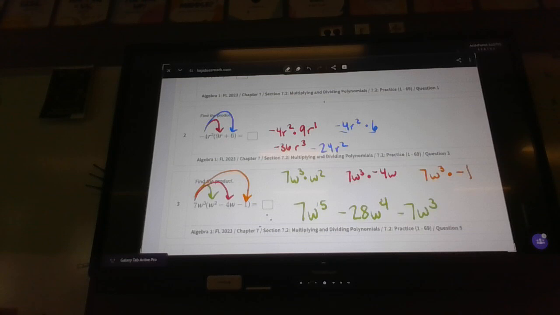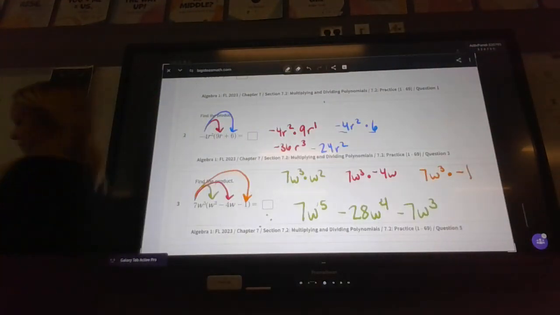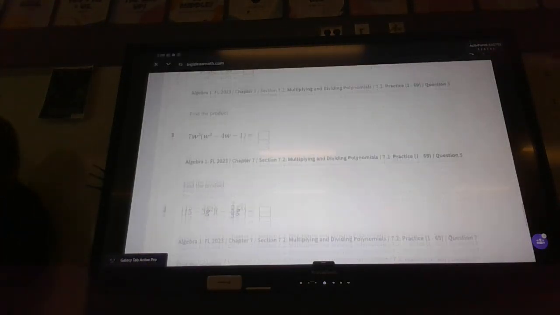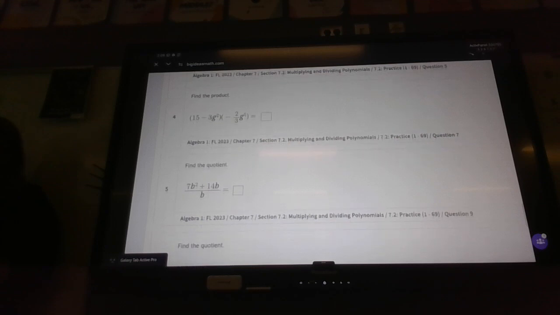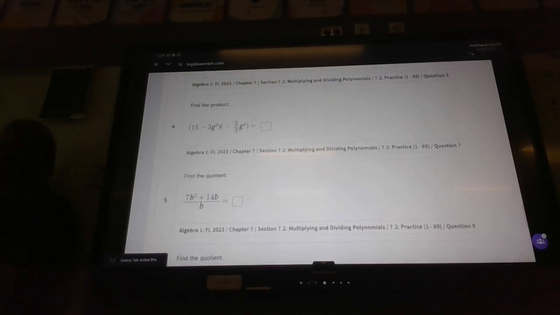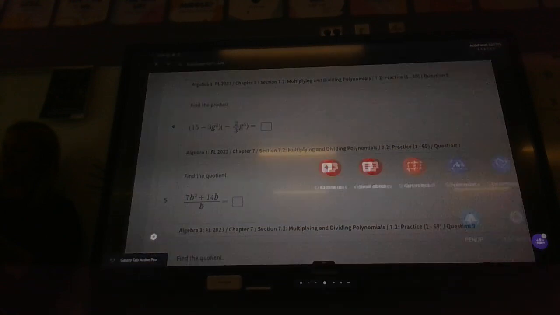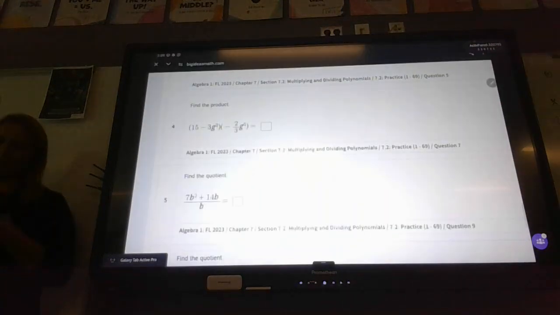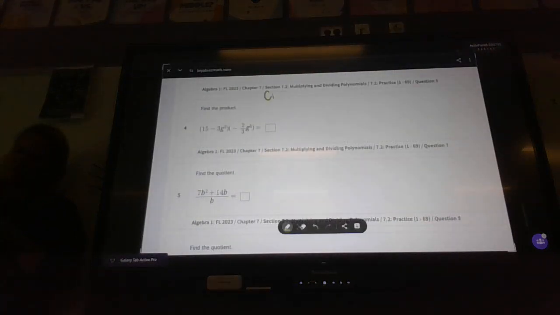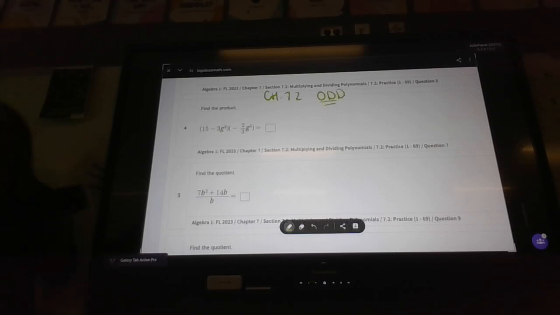It depends on the side. After what it was just... So do you mean number 4 online or 5 online? 5 online. 4 in the book. This is chapter 7.2 odds. This was assigned yesterday, due tomorrow. Chapter 7.2 odd.